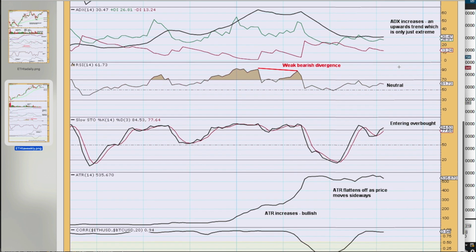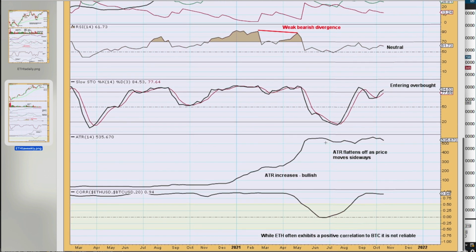So this supports a bullish Elliott Wave count. Here's the correlation coefficient between Ethereum and Bitcoin. Most of the time they have a pretty strong positive correlation, but the data using this mathematical test of correlation shows that the correlation between Ethereum and Bitcoin is not reliable.